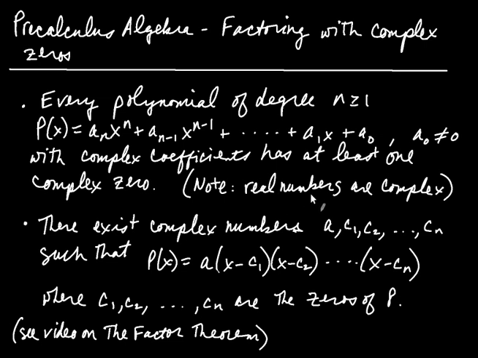Okay, and note that real numbers are themselves complex. So basically you're always guaranteed that every polynomial that's not just constant has at least one zero. That zero is a complex number.